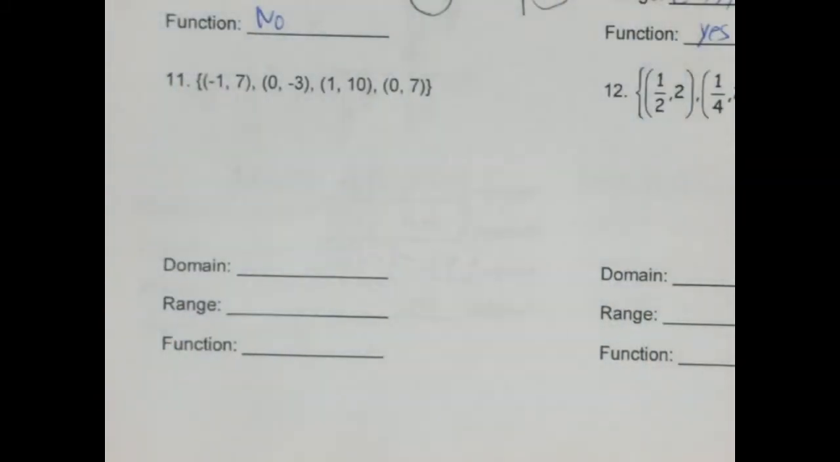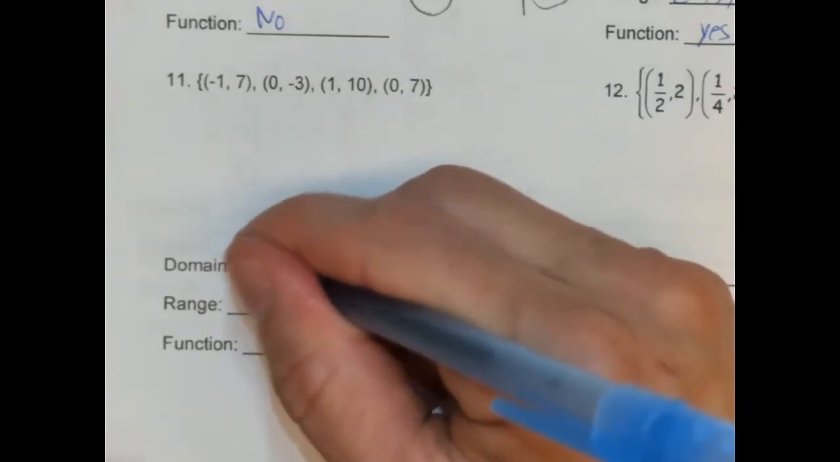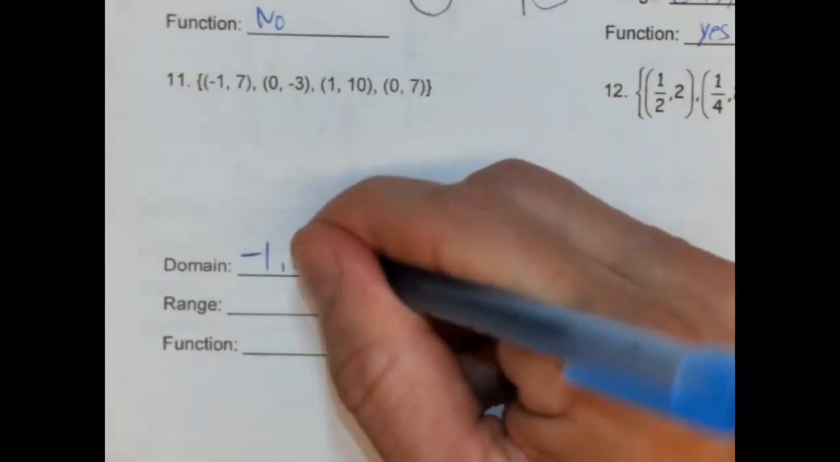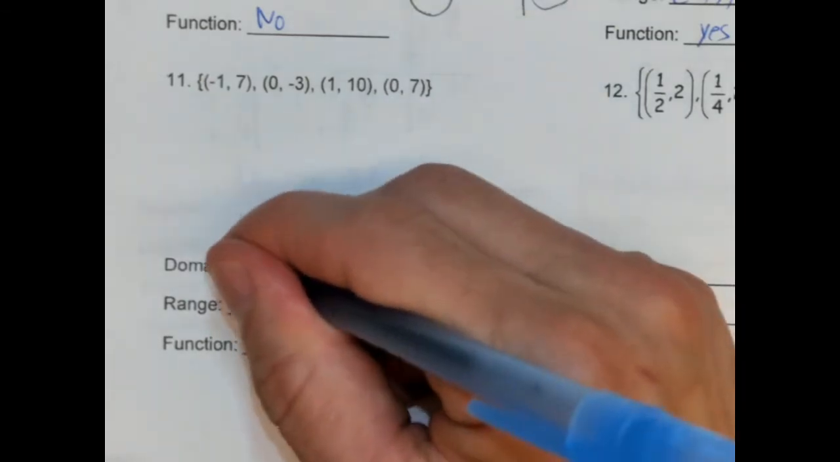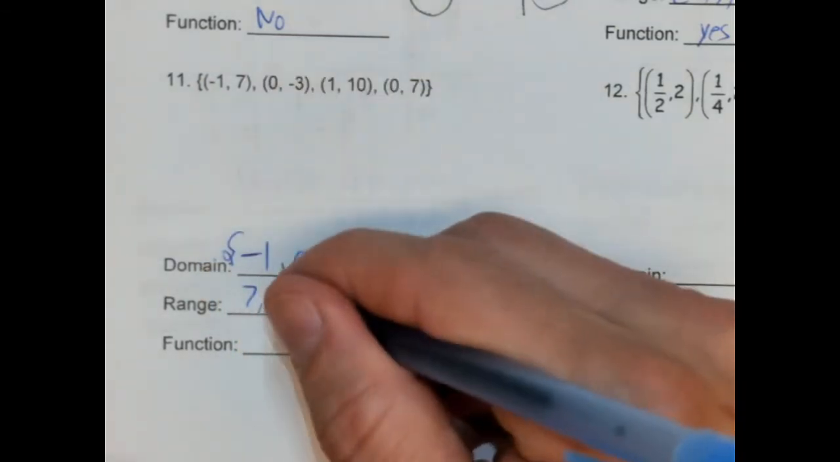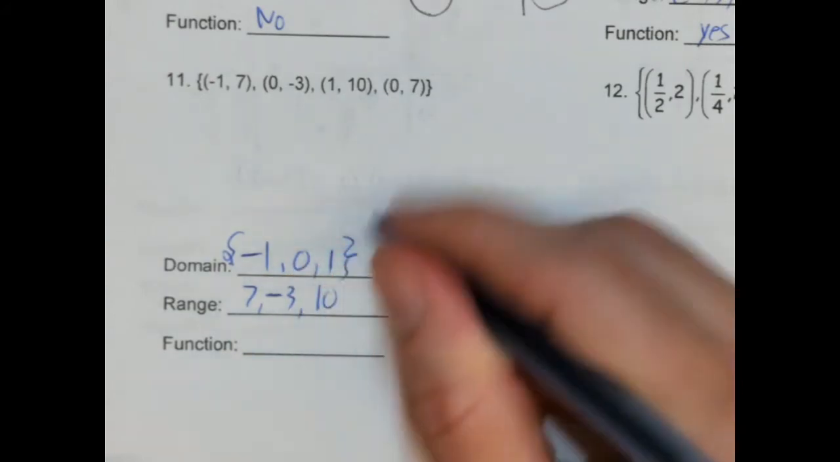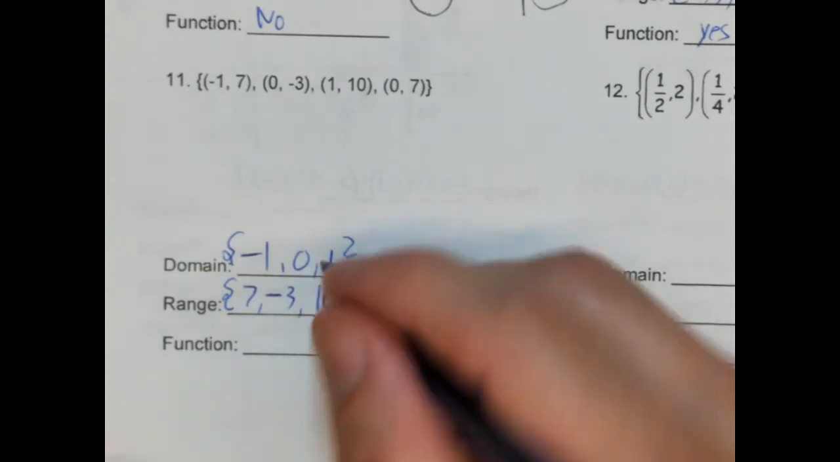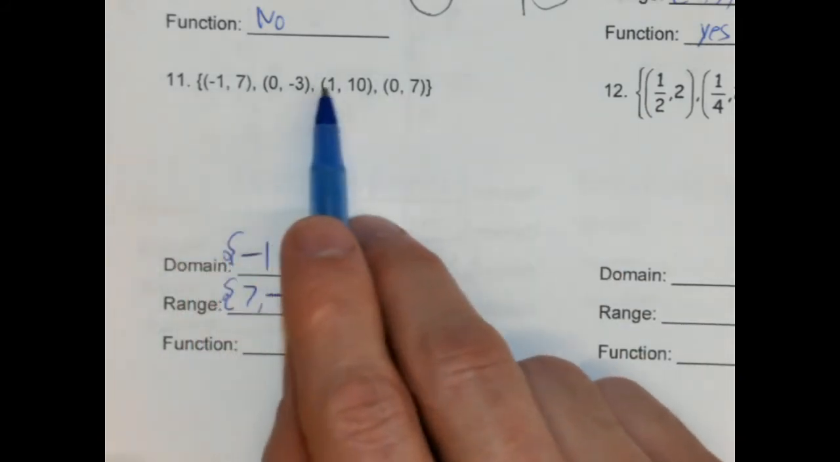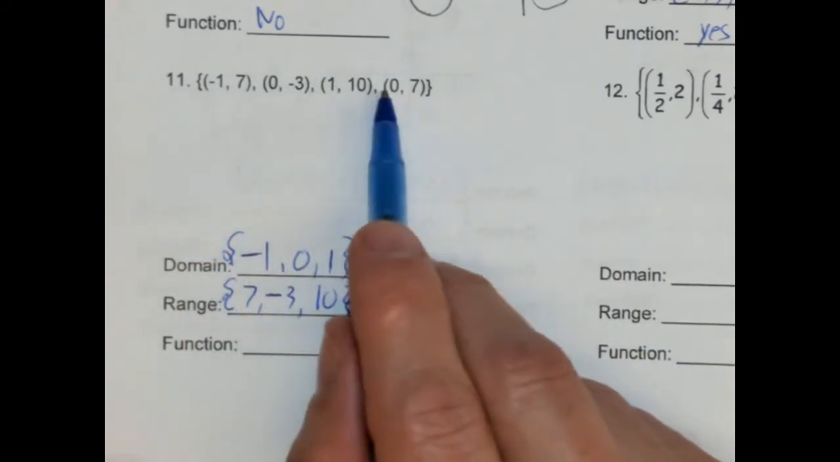Okay. Let's try out this one. Second to last one here. So domain is going to be negative 1, 0, 1, and 0, but we're not going to write it twice. Range is going to be 7, negative 3, 10, and 7, but we're not going to write it again. Is it a function? No, it is not, because the 0 repeats.